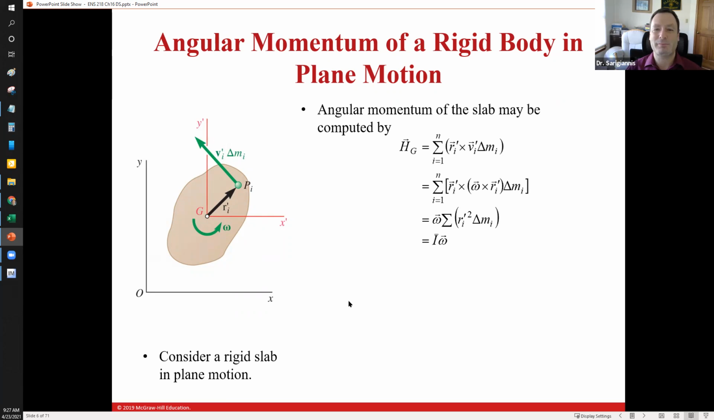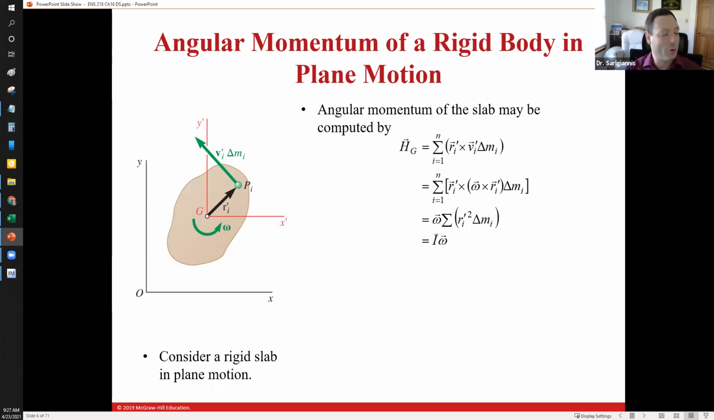Angular momentum, basically the sum of the r_i times v_i delta m_i. This gives us a new term here. Well, it's not that new. I mean, it's the moment of inertia, right? It's a mass moment of inertia, however. So it's got the mass in it. So the mass moment of inertia.